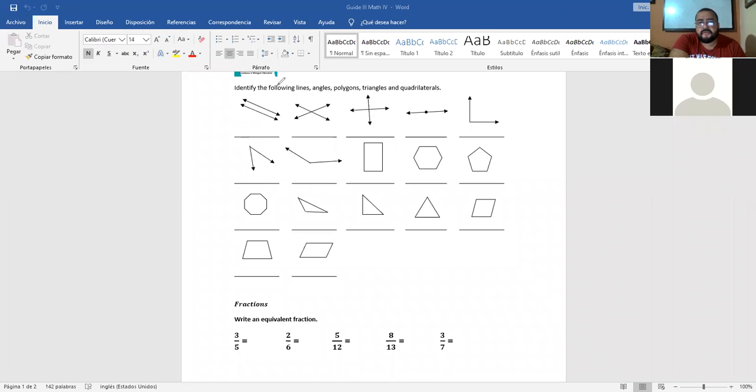In this first part, we're going to identify the following lines, angles, polygons, triangles, and quadrilaterals. We're going to name each one of them. As you can see in your book, these lines are called parallel lines.